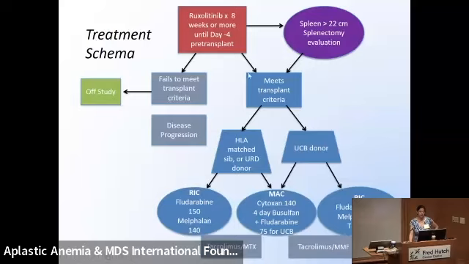Then, if they met transplant criteria, we'd look for a donor. They could have a sibling match donor, an unrelated donor, or a cord blood donor. And then, based on their age and how healthy they were, we'd choose what type of chemotherapy conditioning to give them. Anyone who gets a stem cell transplant needs therapy to empty their bone marrow of the bad cells and make room for the good cells.